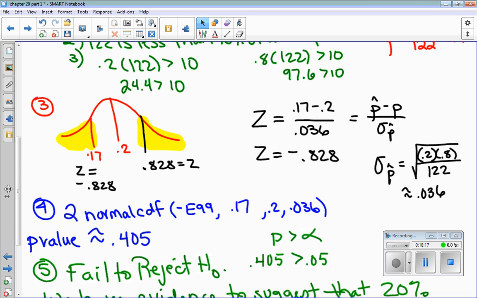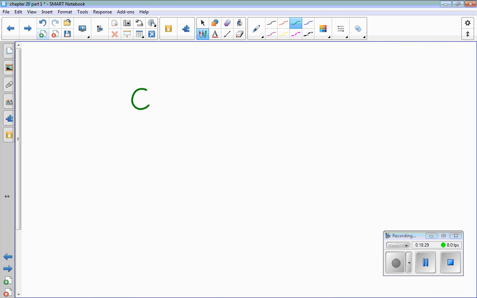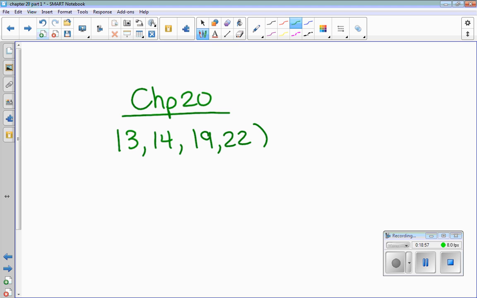Okay? Let me go ahead and assign some problems. I'm going to give you a mixture of two-tailed and one-tailed so you can really pay attention to when to use what. Still in chapter 20. So let's look at that. Okay? So I'm going to give you some problems. We're going to do 13, 14, 19, and 20. Oh, have you already done 20? Yeah, you did 20. So we'll do 19 and 22. Okay, so 4 problems there.